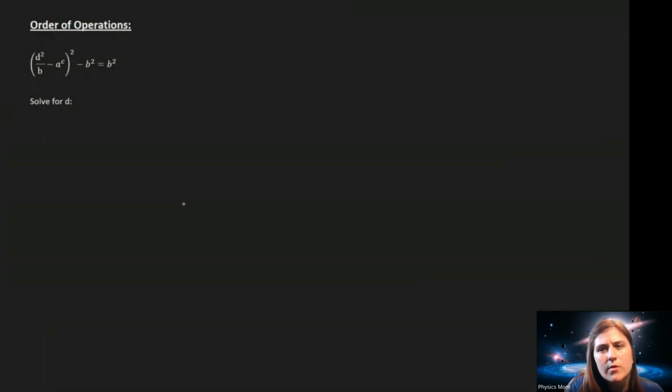So regarding order of operations, to better explain this, we're going to expound it with an example. Here we have an equation that's solely in terms of variables a, b, c, and d, and we are tasked with solving for d. And when an equation says solve for d, it means get d by itself on one side of the equation and everything else on the other side of the equation.